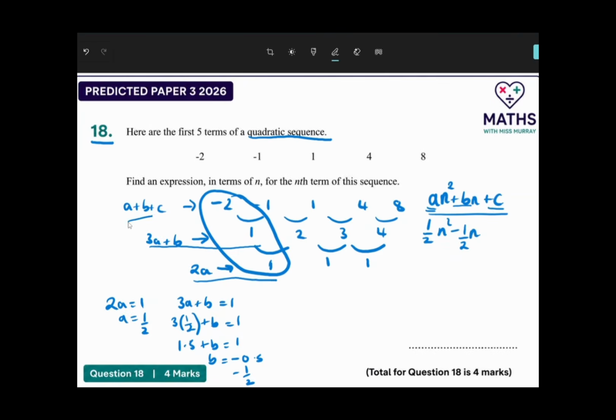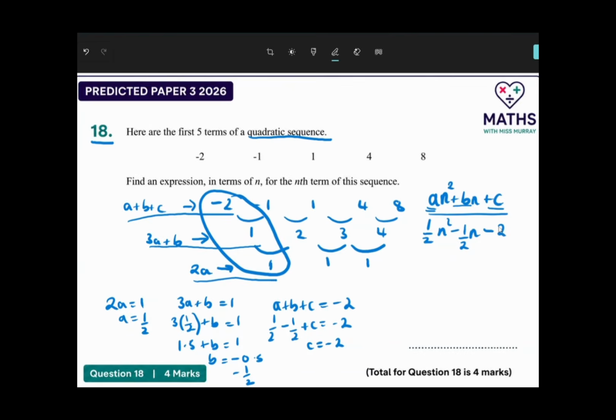So I'm going to use this last row here. A plus b plus c is equal to negative 2. And I know that a is a half. I know that b is negative a half, sorry. And then I've got to find out what c is. Well, half take away half is 0. So it just leaves me with c is negative 2. So then that's going to be the last part of my expression here.